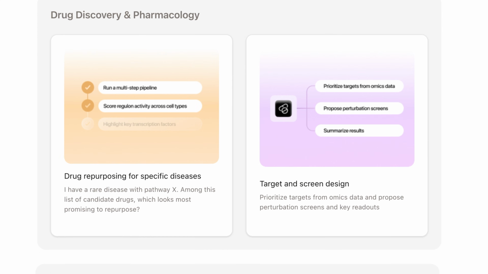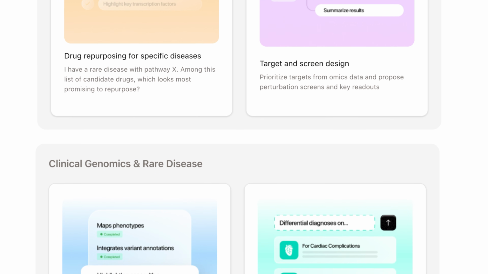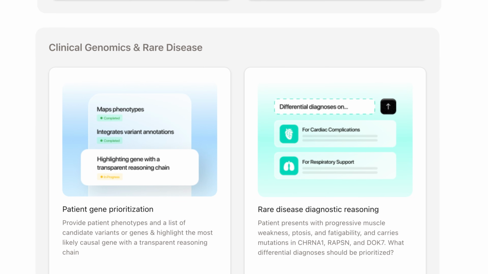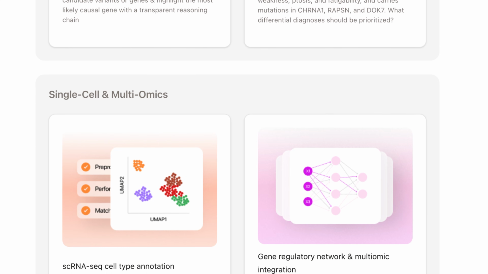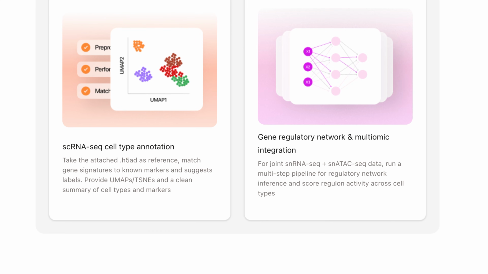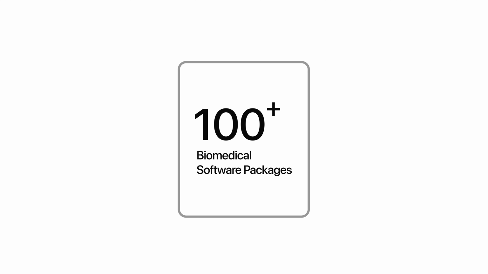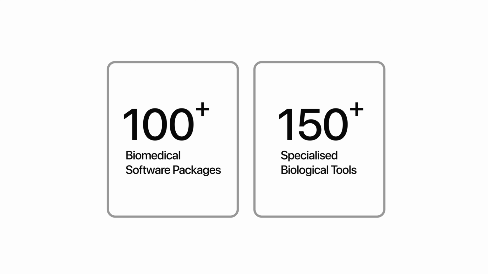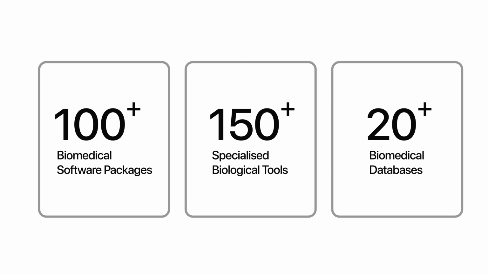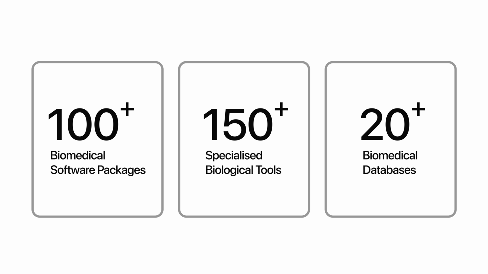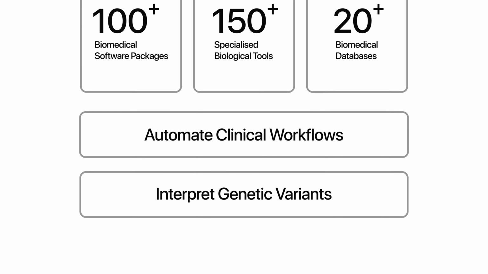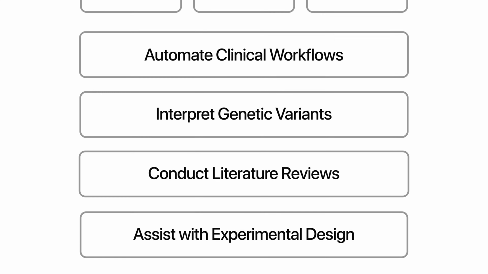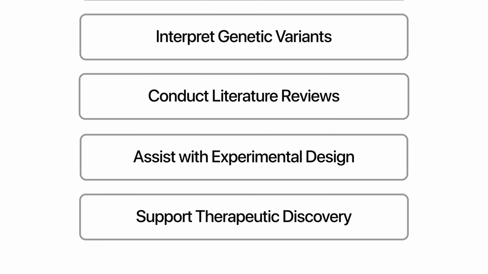SciSpace BioMed Agent is not just another AI assistant. It's a purpose-built biomedical AI agent, a powerful upgrade designed to handle complex biomedical workflows. With access to over 100+ biomedical software packages, 150+ specialized biological tools, and 20+ biomedical databases, it can automate clinical workflows, interpret genetic variants, conduct literature reviews, assist with experimental design, and support therapeutic discovery, all within a single platform.